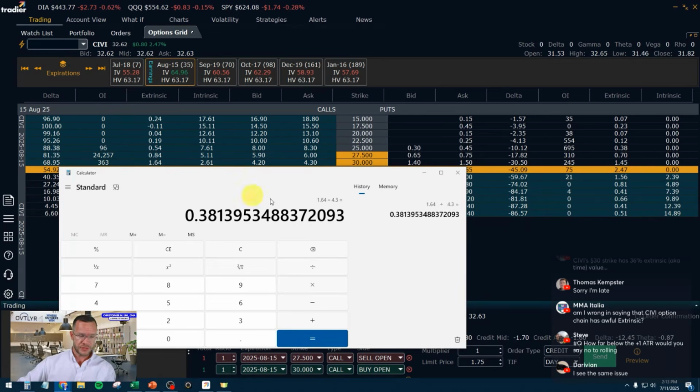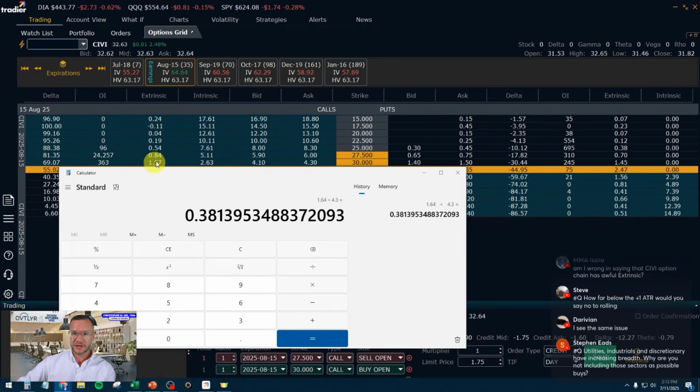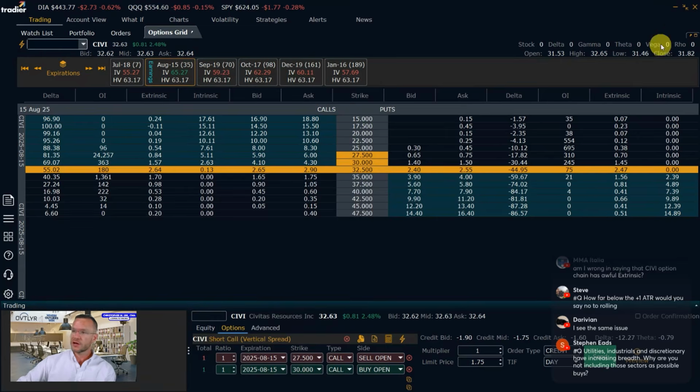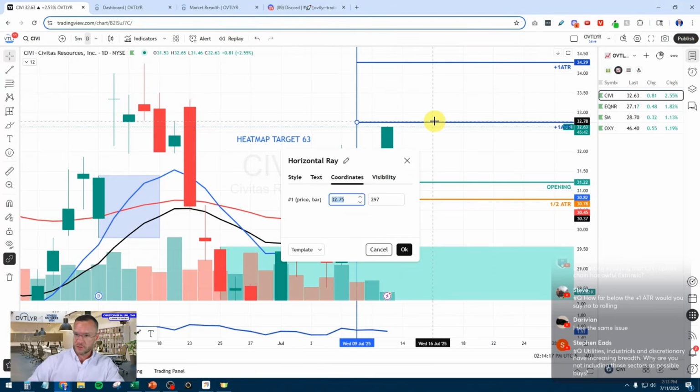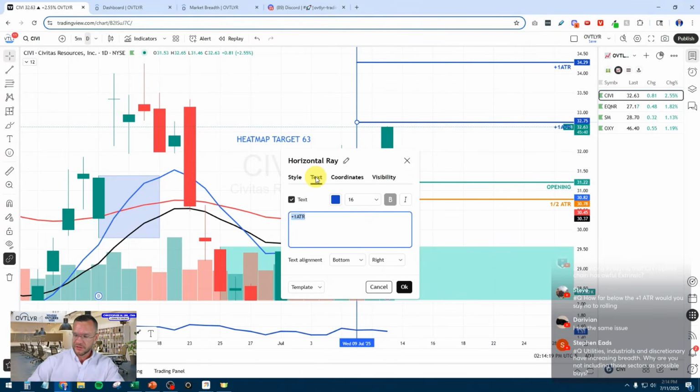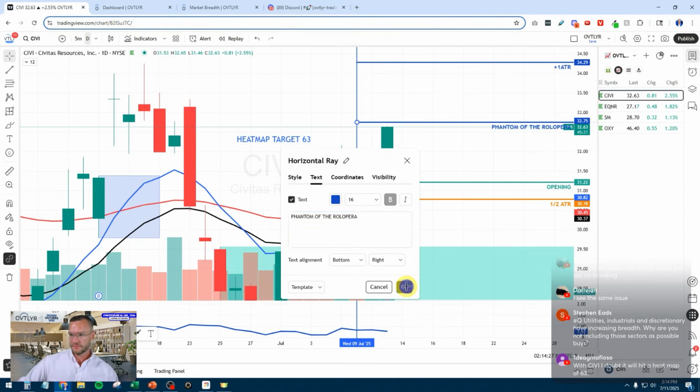I will not roll this trade up, and the only reason is because the extrinsic value is too high. So for me, I will keep that. But we're going to call this a phantom roll. We're going to get super fancy here. We're going to call this a phantom roll, a phantom of the roll opera. There we go. A phantom of the roll opera.